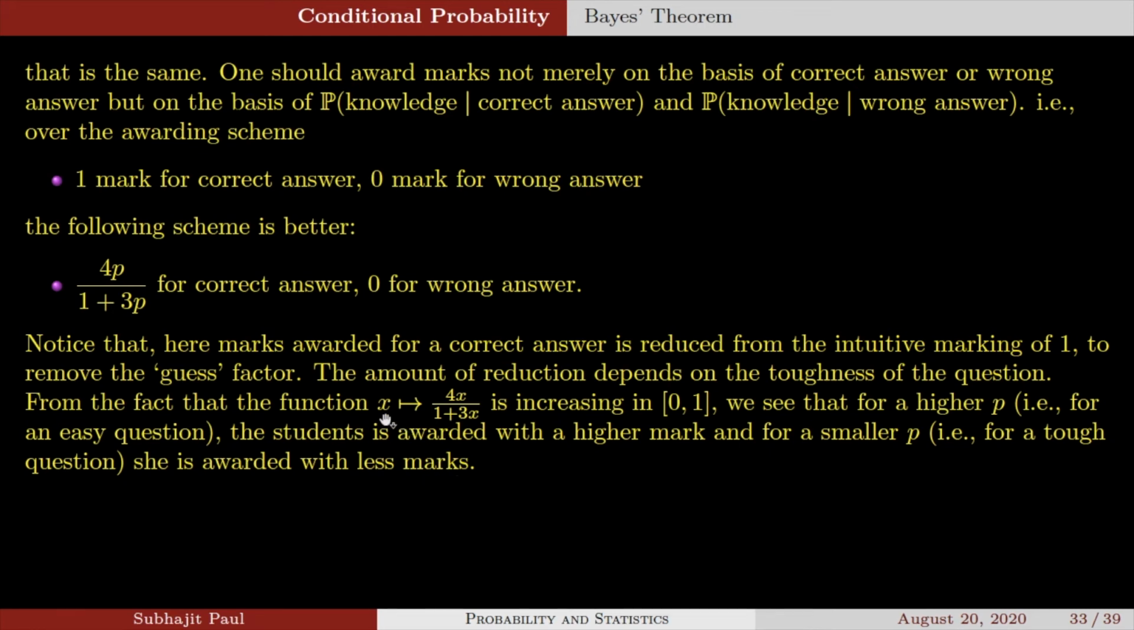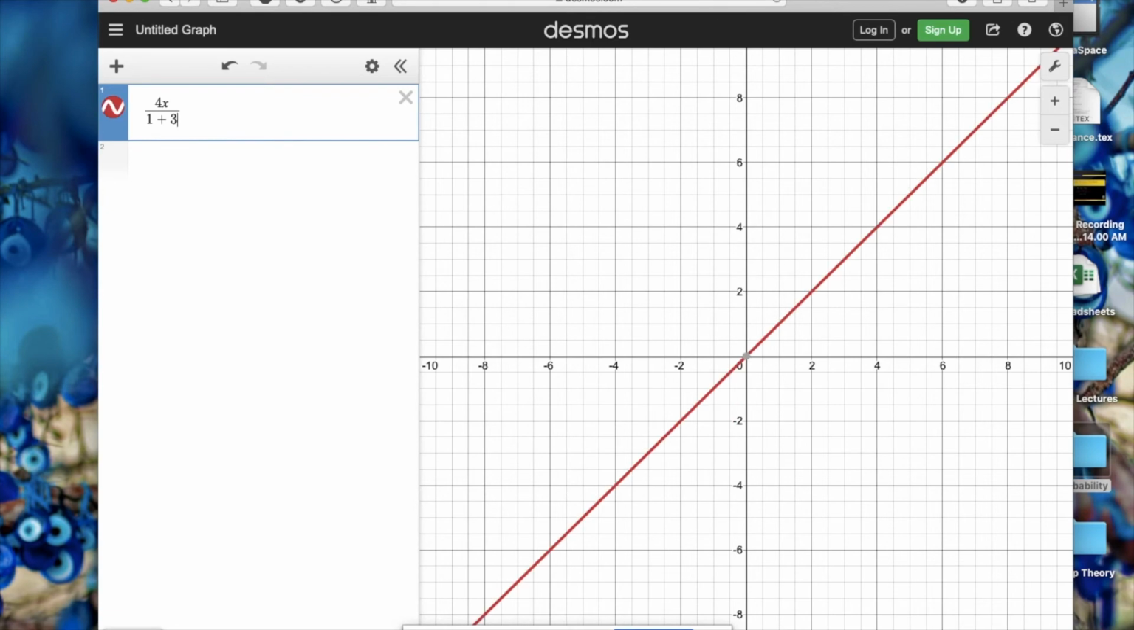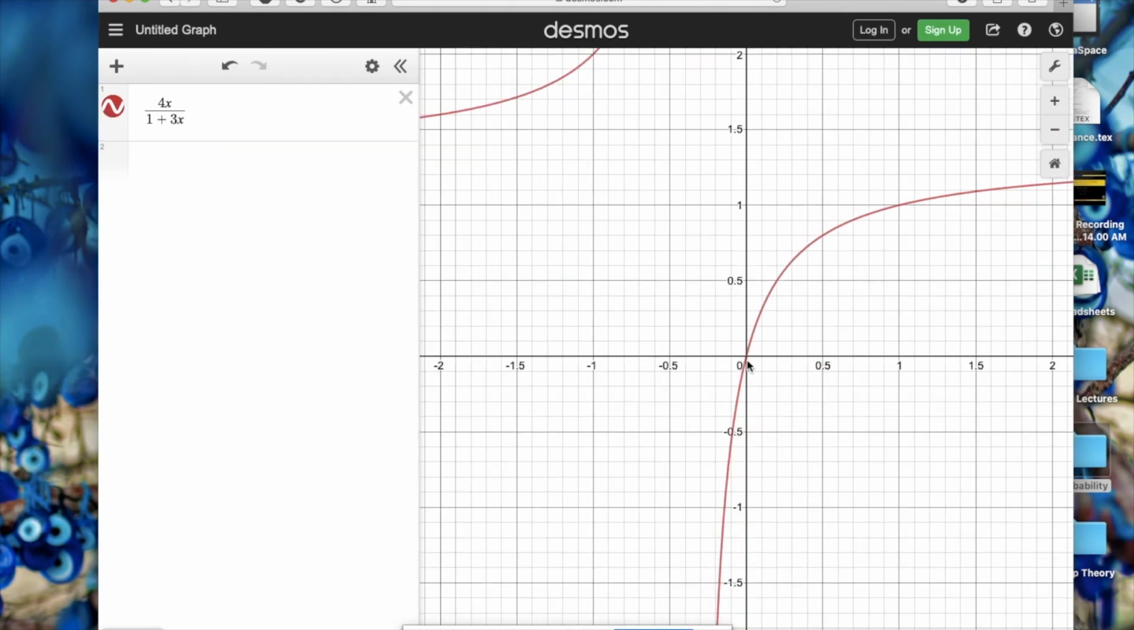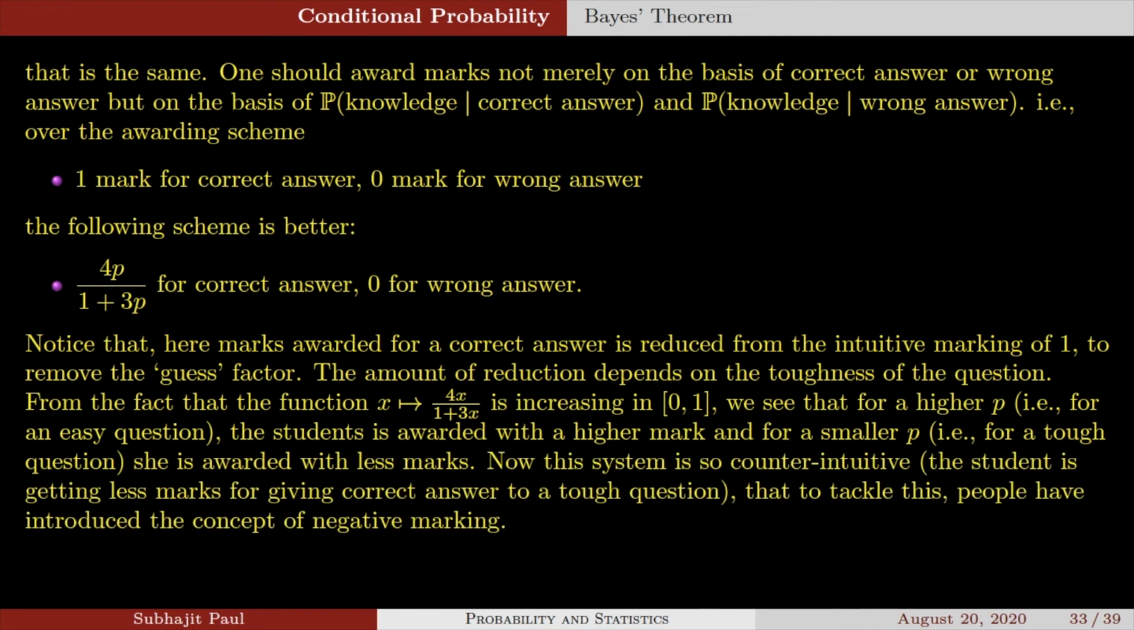So x going to 4x divided by 1 plus 3x on 0 to 1 is an increasing function. So that means for higher p, the student is awarded a higher mark, and for smaller p, she is awarded fewer marks. Now this system is so counterintuitive.